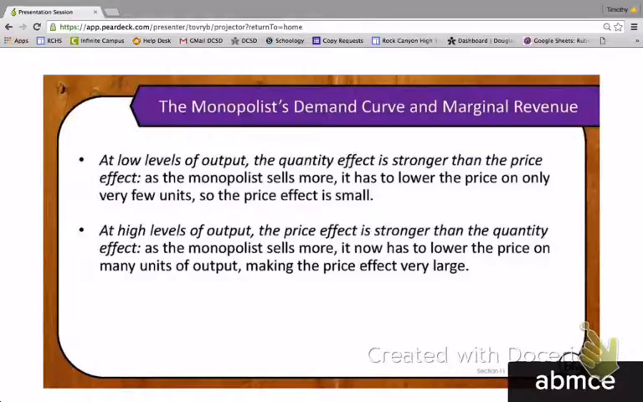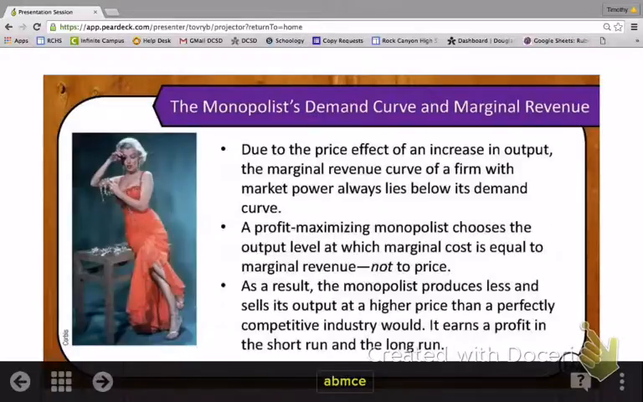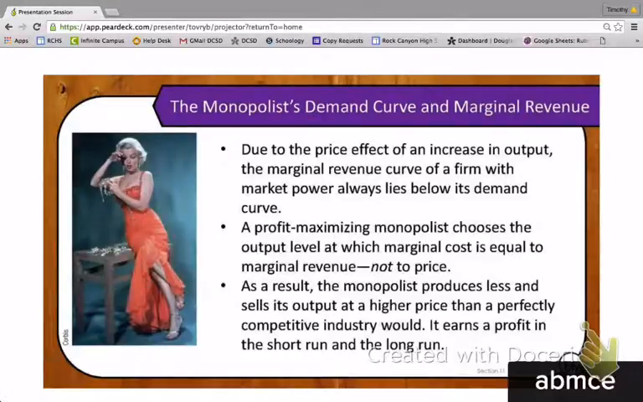So at low levels of output, the quantity effect is stronger than the price effect. As the monopolist sells more, it has to lower the price on only very few units sold, so the price effect is very small. But at higher levels of output, the price effect becomes stronger than the quantity effect, because as the monopolist sells more, it now has to lower the price on many units of output, making the price effect very large. So, due to the price effect of an increase in output, the marginal revenue curve of a firm with market power will always lie below its demand curve.